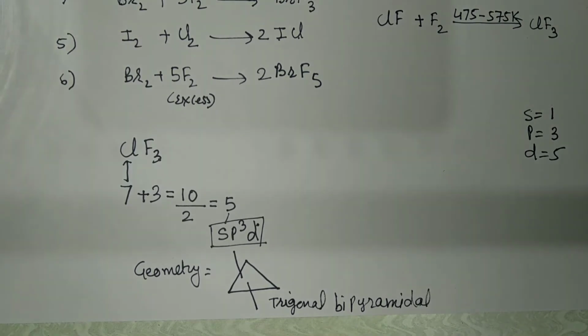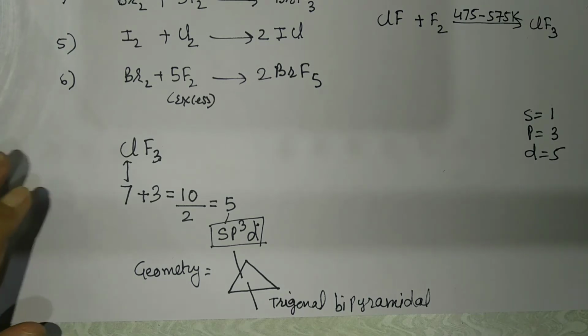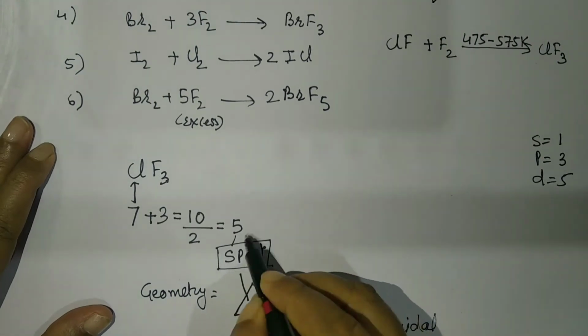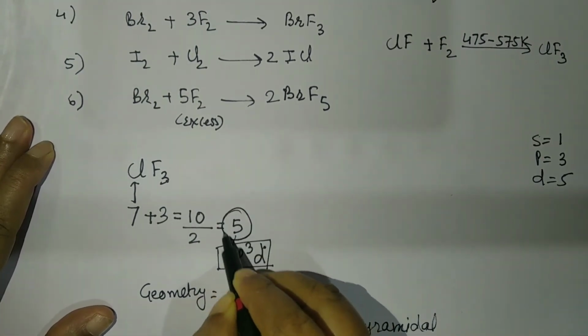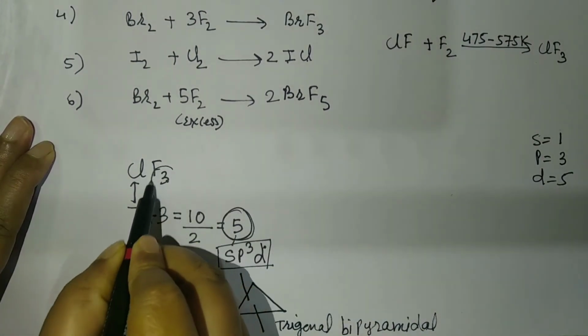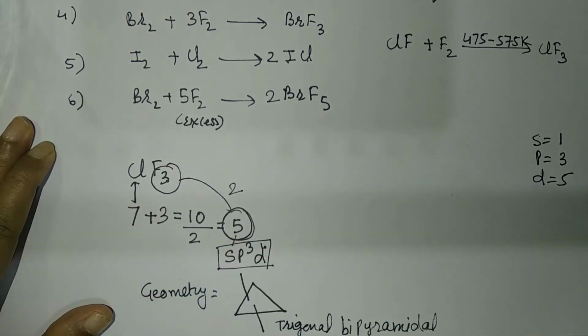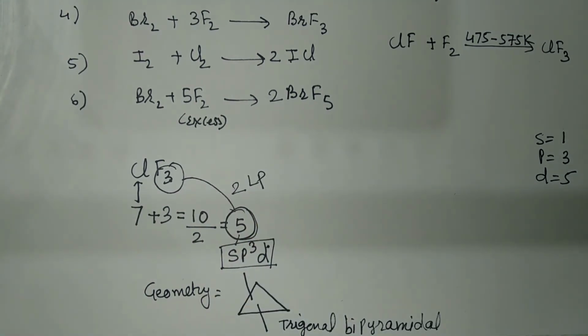But students, you know that if there is some lone pair present on the central atom, then it distorts the geometry. So let us check whether there are lone pairs present. What you have to do is see this number and see the connecting atoms. Find the difference between these. The difference is 2. Therefore, there are 2 lone pairs present in this molecule.